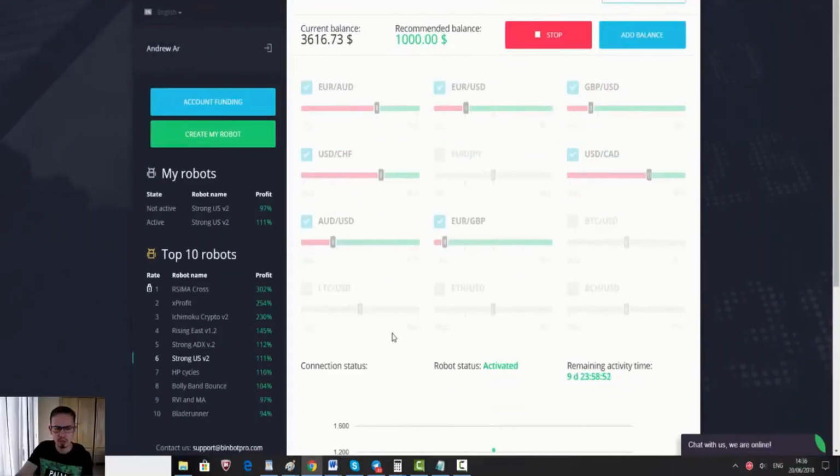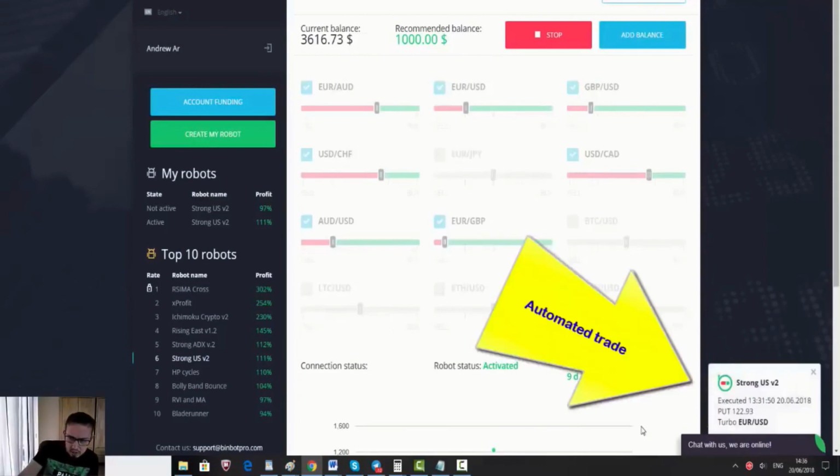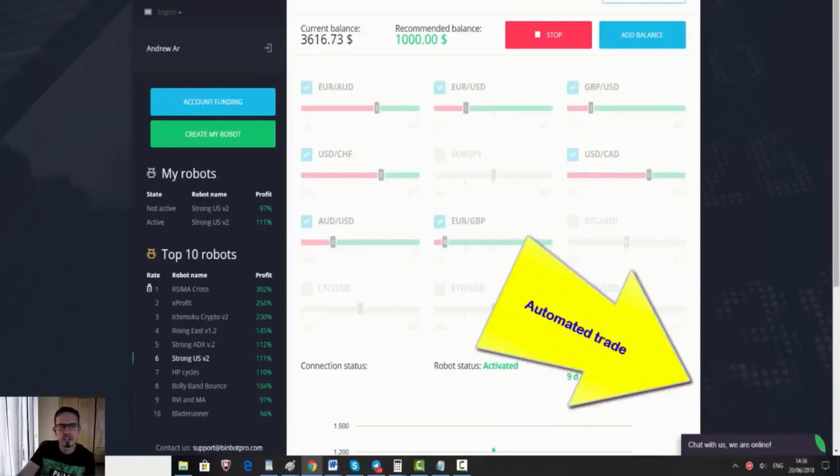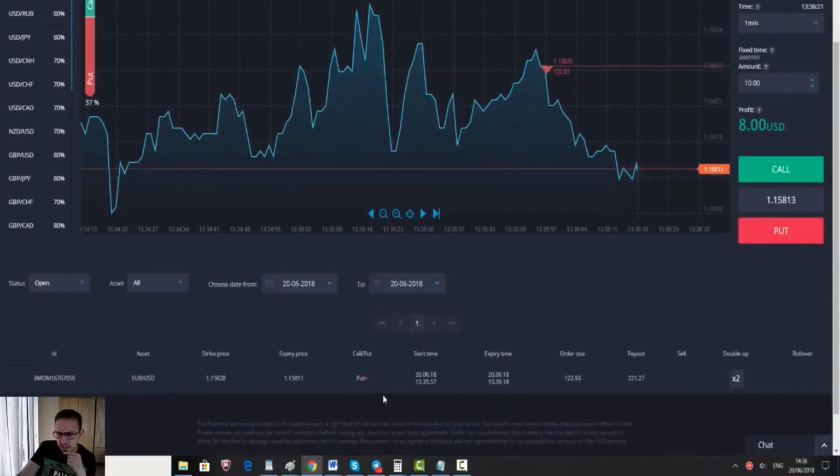And there was another one which was really okay. Euro USD, as you can see, placed. Let's check it. Did you see that, guys? The automated trade was just placed. Let's go here. Let's see.